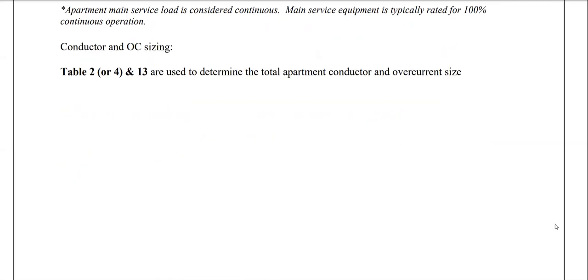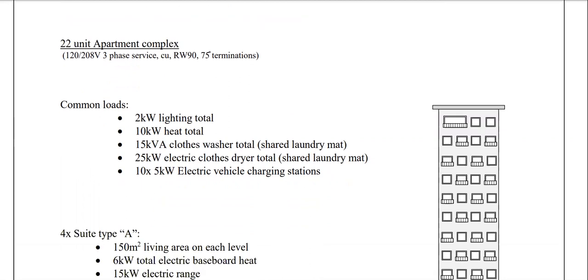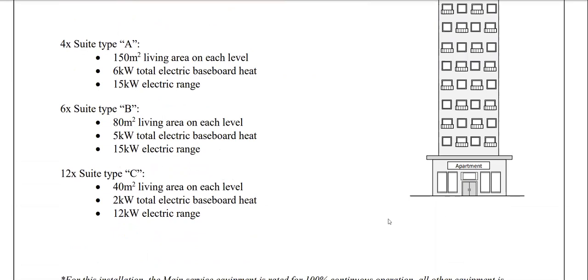Well, let's take a look at an example. So we've got an apartment service calculation example here. It is a 22 unit apartment complex. We have a number of common loads, including 10 5 kilowatt electric vehicle charging stations. And then we have 3 different sizes of individual suites. We have A, B, and C.